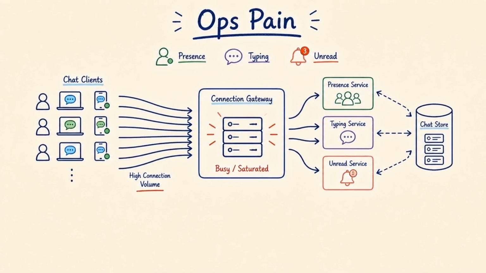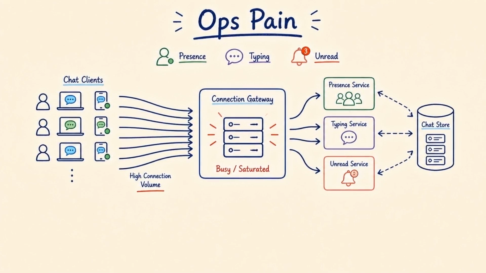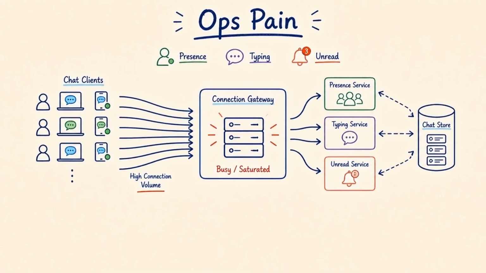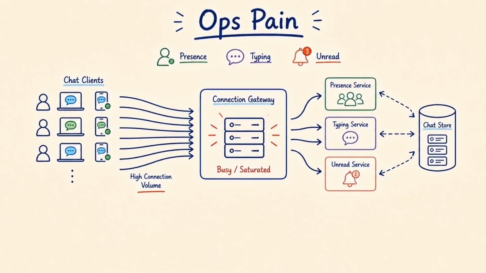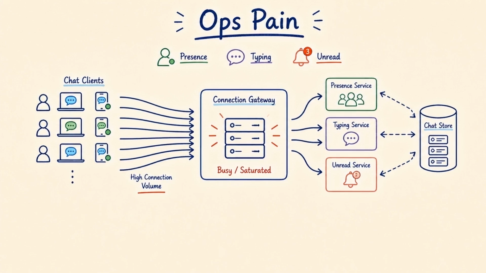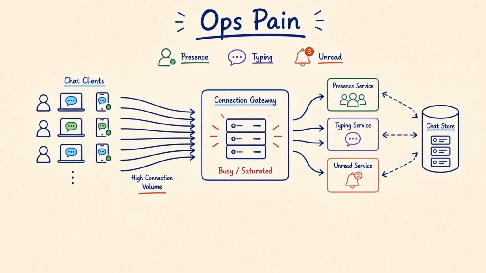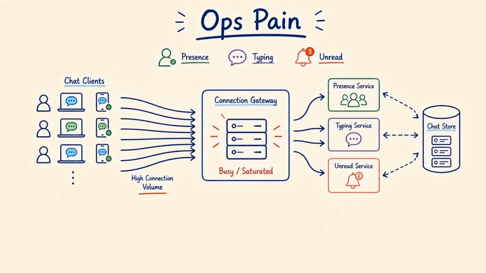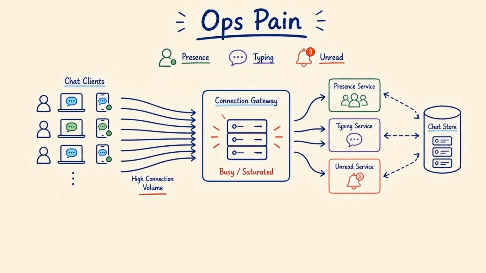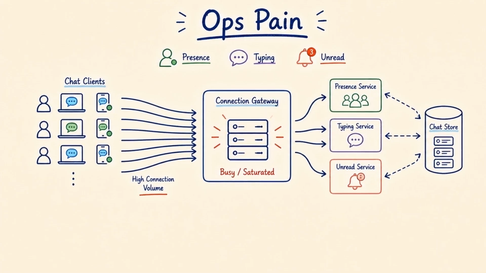Then operations gets involved. If the design cannot be observed, rolled out, and recovered safely, the system is already too expensive to own. In this topic, that pain looks like presence, typing, and unread counts are cheap in demos, but expensive when connection volume rises.